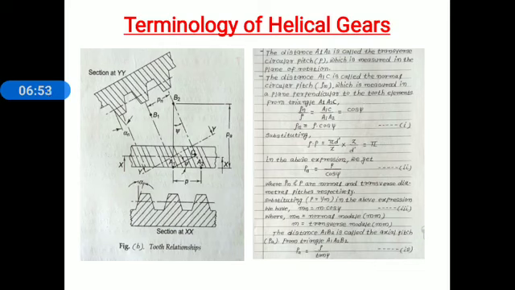Therefore cos psi is equal to small p suffix n divided by small p, and therefore that normal circular pitch, that is small p suffix n, is equal to p into cos psi. That is considered as equation 1.